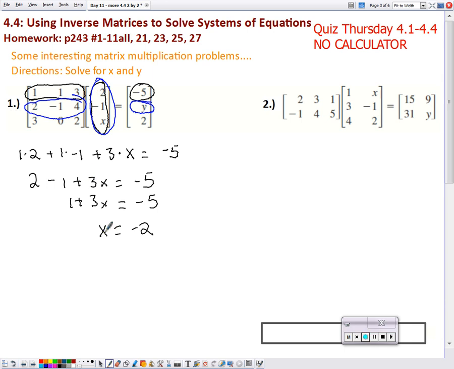So I'm going to do 2 times 2 plus negative 1 times negative 1 plus, and now instead of 4x, it's going to be 4 times negative 2, and that will equal y. So that will be 4 plus 1 minus 8, which is negative 3 equals y.